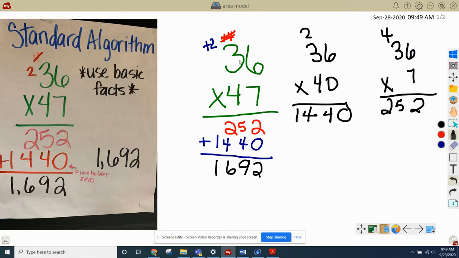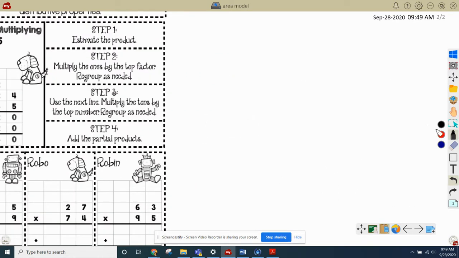Because we're multiplying everything on top by everything on the bottom, we take it as two separate problems or two separate steps and get two partial products. All right, so we're going to do some practice together.